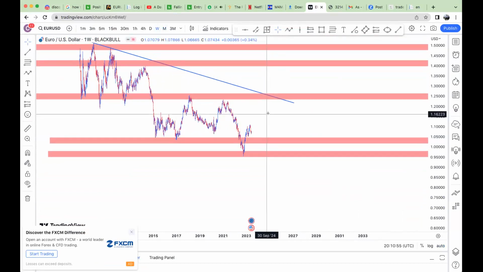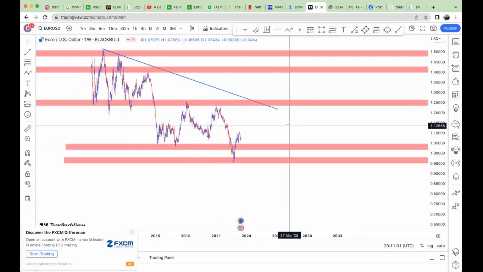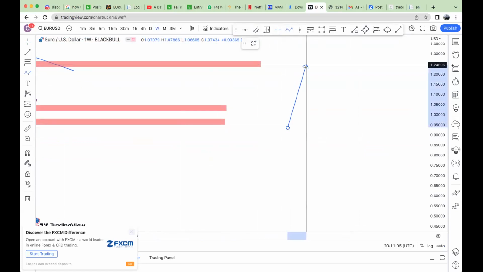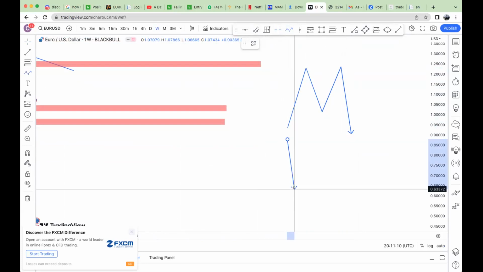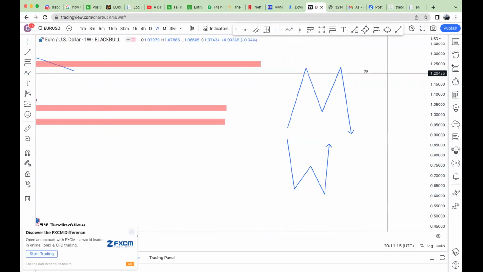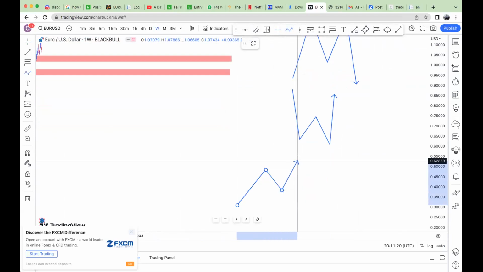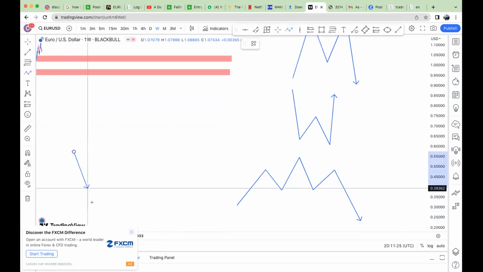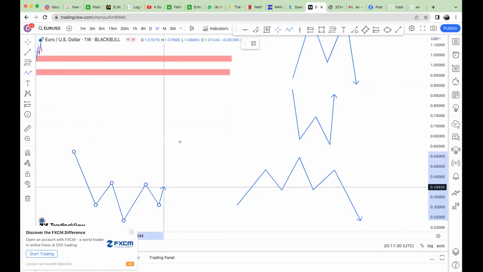So the next thing I want to do is come to the weekly time frame and look out for what we call market structure. Today I'm going to teach you 4 types of market structures. I'll teach you double top, double bottom, head and shoulder, inverse head and shoulder.